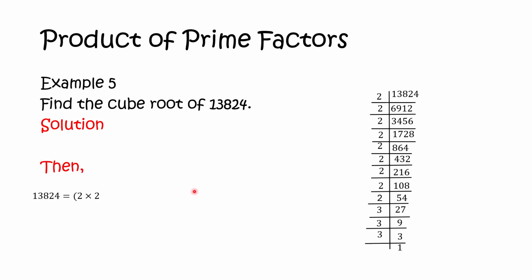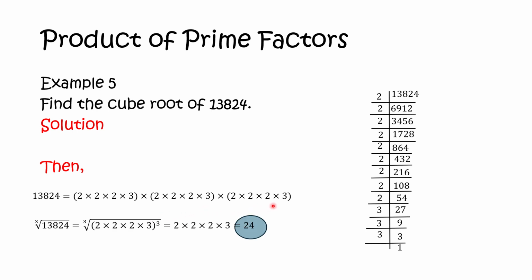Now we are able to express our number as a product of its prime factors. Placing these prime factors into 3 identical groups, we would have each group comprising 2 times 2 times 2 times 3. So the cube root of 13,824 is equal to 2 times 2 times 2 times 3, which multiplies to give 24.